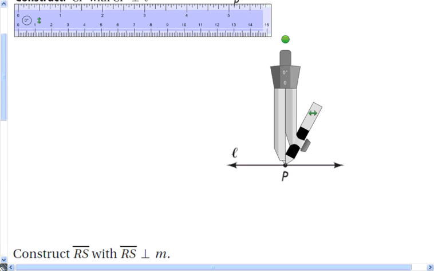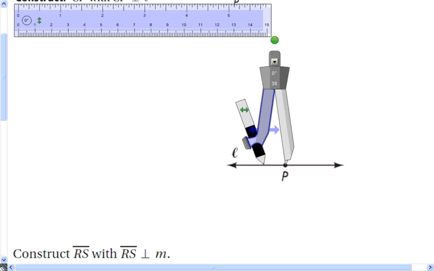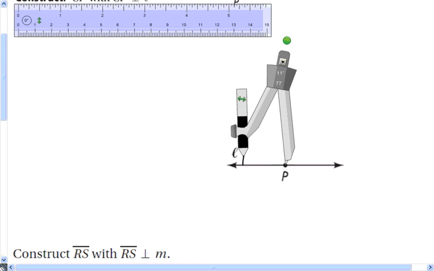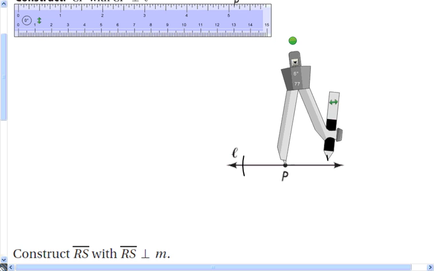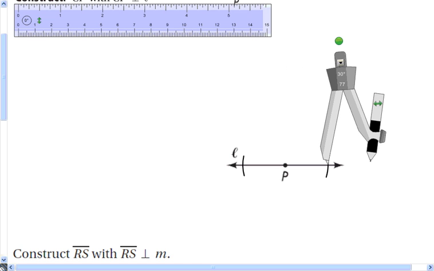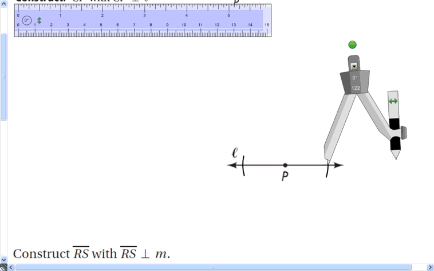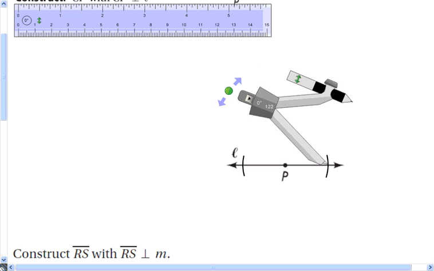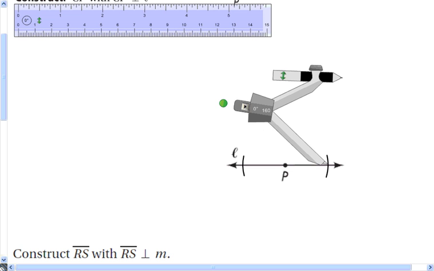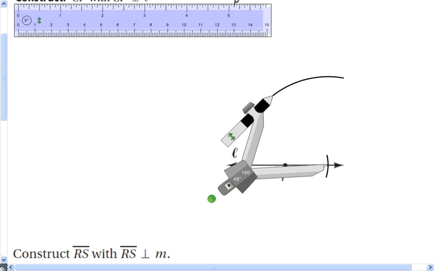So what I'm going to do is create a couple points that are equidistant from point P on that segment. Like so. Then I am going to use those points and draw a line. Find where they intersect. I need to spread this out a little more here. All right. So I'm going to draw this line.